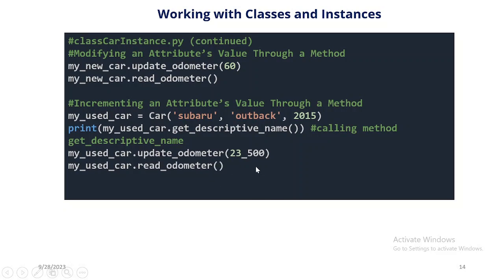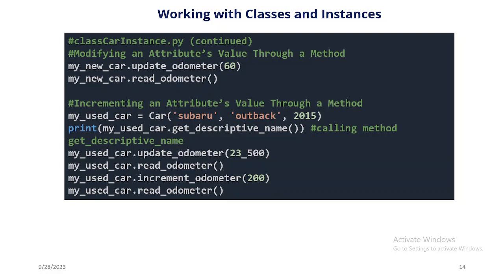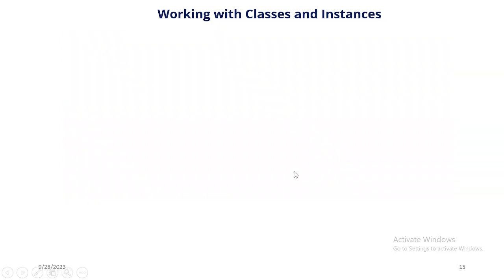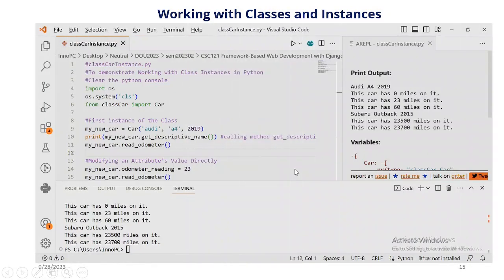my_used_car.read_odometer is going to give you 23,500. my_used_car.increment_odometer, it now goes to 23,700. my_used_car.read_odometer is going to show 23,700. So when you run the program, this is what it looks like.